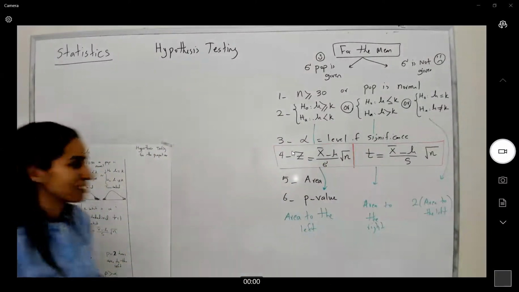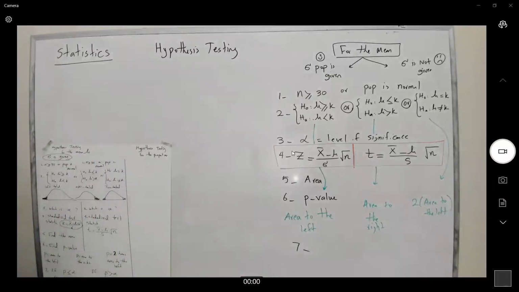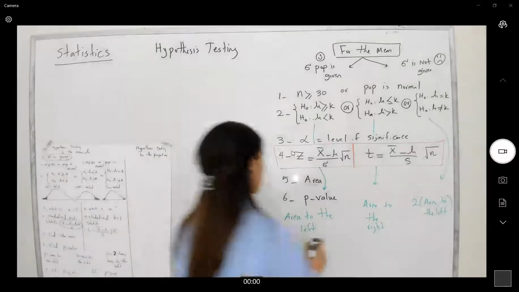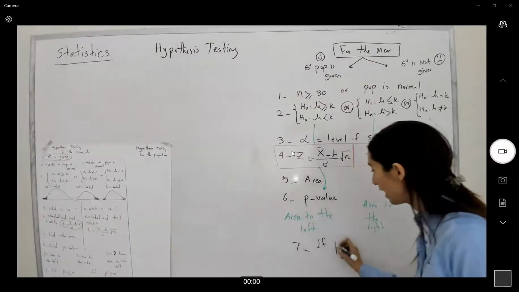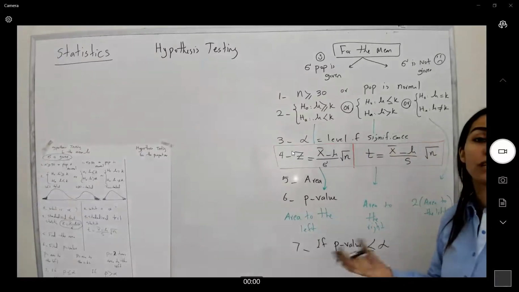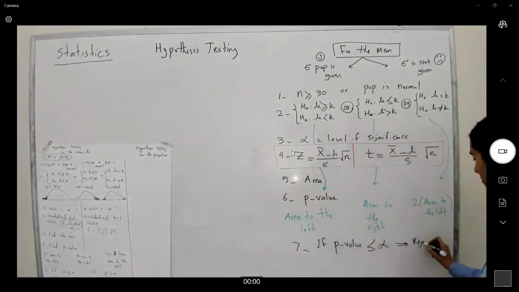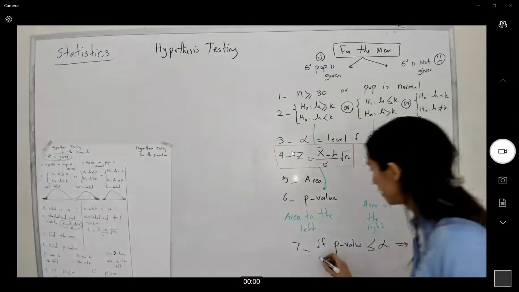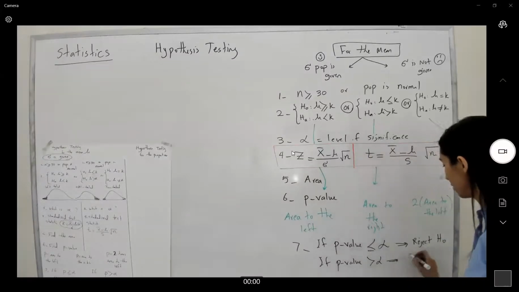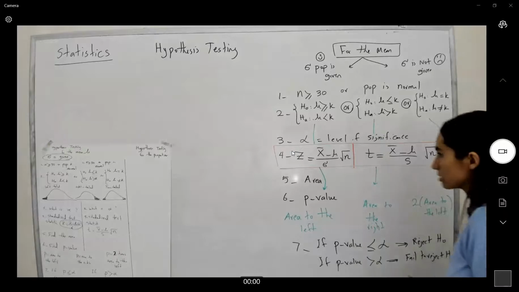What's the last step? Step 7. P less or equal than alpha. Very good. If your p-value is less than or equal to alpha, it means that you have to reject the null hypothesis. Then reject the null hypothesis. If p-value is greater than alpha, we fail to reject the null hypothesis.